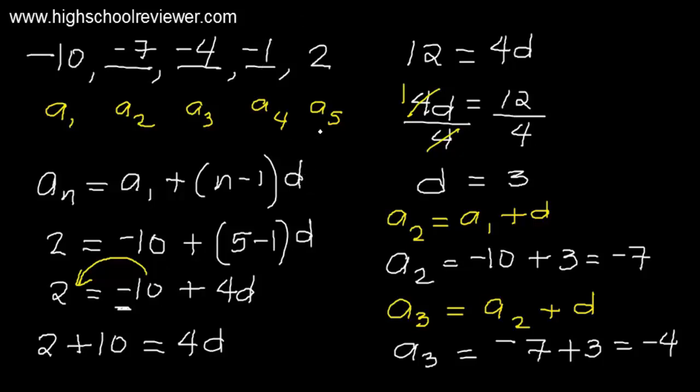Okay, so the missing terms now are negative 7, negative 4, and negative 1, and they are our arithmetic means. These are our final answers. Arithmetic means of an arithmetic sequence.